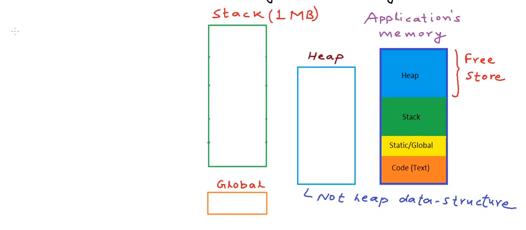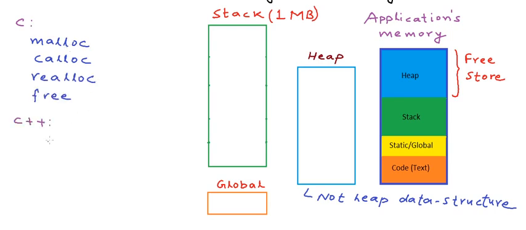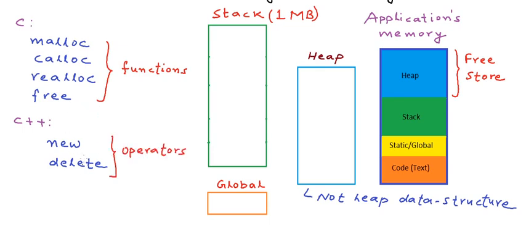To use dynamic memory in C, we need to know about 4 functions: malloc, calloc, realloc, and free. To use dynamic memory in C++, we need to know about 2 operators: new and delete. These 4 functions can also be used in C++ because C++ has backward compatibility. It is only a superset of C, but C++ programmers mostly use these 2 operators, new and delete. We will see some code examples and try to understand how things happen when dynamic memory is used.